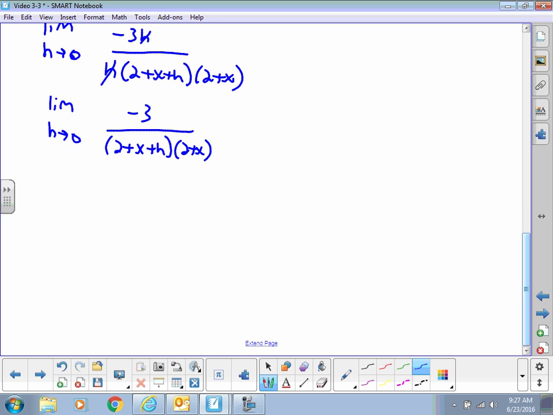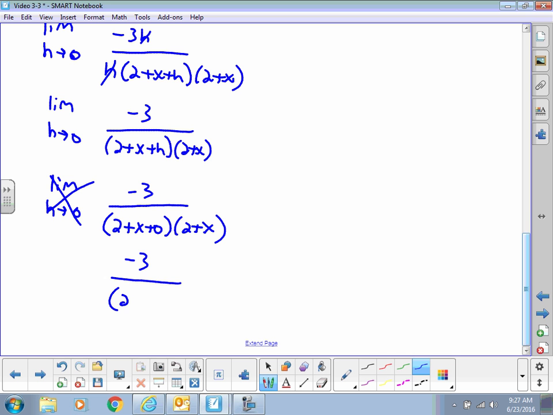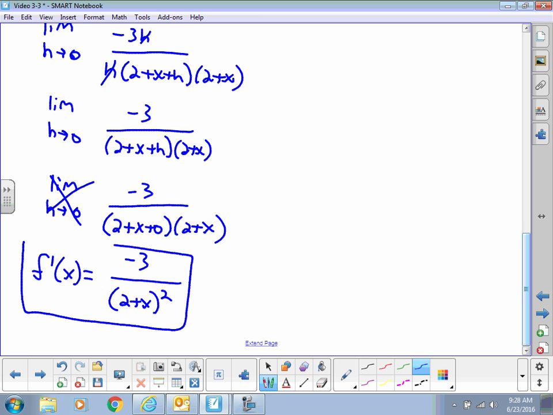Sub in the zeros for the h's. We'll have the limit as h approaches 0 of negative 3. Oops, sorry, actually the limit would be gone because we're subbing in the 0. Of negative 3 over 2 plus 0 times 2 plus x. And this would just give us negative 3 over (2 plus x) squared. And this is our derivative f prime of x as a function. It can give us the slope of the tangent line for any given x value.